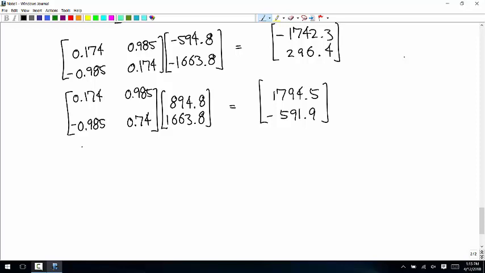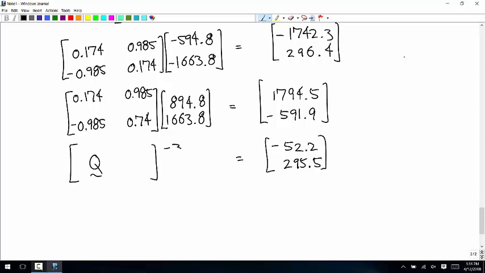And then the last one, say it again. 295.5. Okay, and this is equal to that Q matrix, that same rotation matrix, times the vector negative 300, 0.